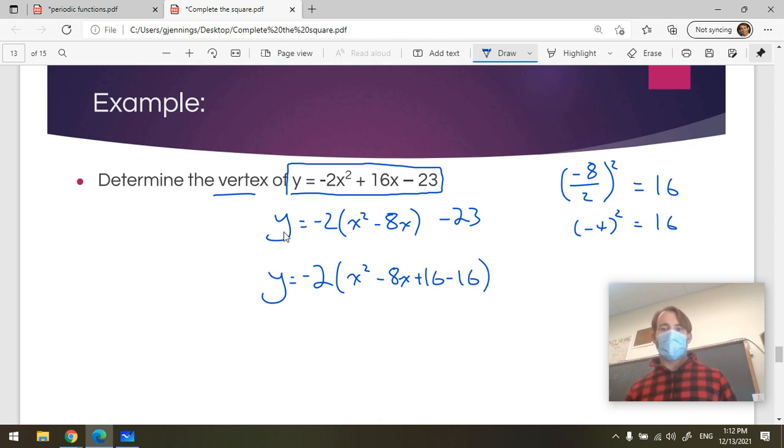Now close your bracket. Notice that this negative 2 now would have to multiply both of these things. Okay? It's still inside this bracket here. So I have negative 2 of those and negative 2 of those. And then minus 23. Okay? Do those both into brackets.